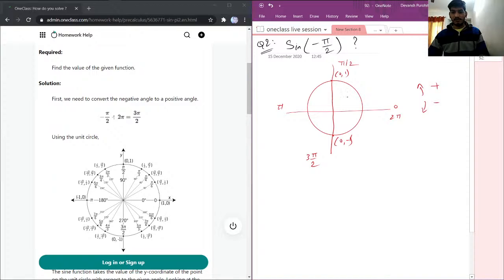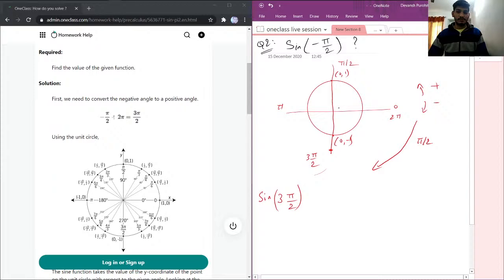Now we need to travel pi by 2 from the positive x-axis. Here we have a negative sign, so instead of going in anti-clockwise direction, we need to go in clockwise direction. If we go in clockwise direction, then my pi over 2 will be nothing but this point. At this point the angle is given as 3 pi by 2. So we need to basically find the sine of 3 pi by 2.